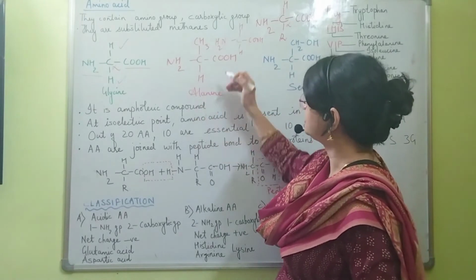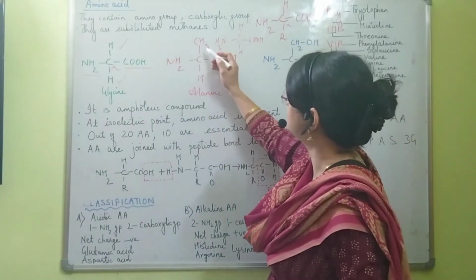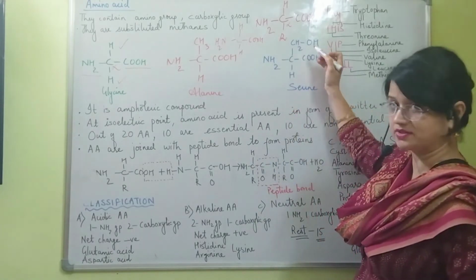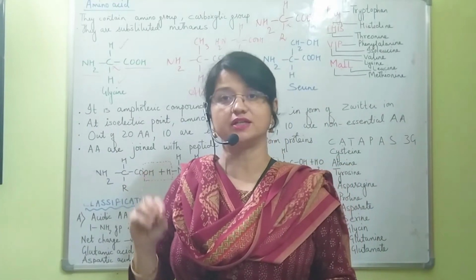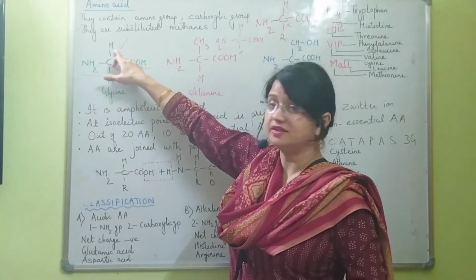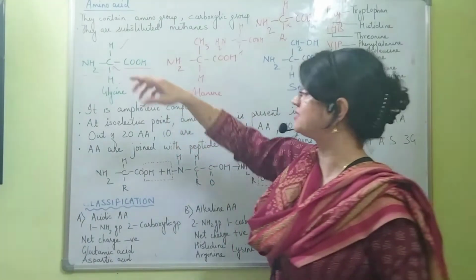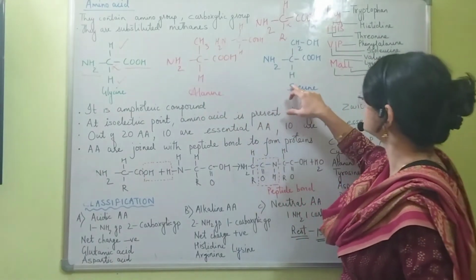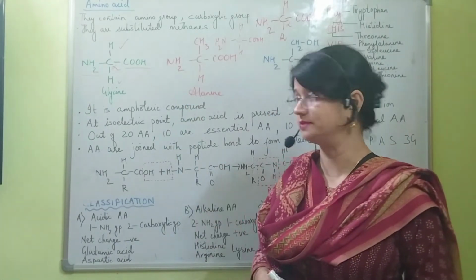Next is alanine. In the case of alanine we can see that the R, that variable group, is actually the methyl group, and in serine it is CH2OH. So you have to remember the structure of these 3 amino acids as given in your NCERT. Just see again, glycine: R is equivalent to H, or we can say the variable group here is H. In the case of alanine it is CH3, and in the case of serine it is CH2OH. Clear? This you have to remember.